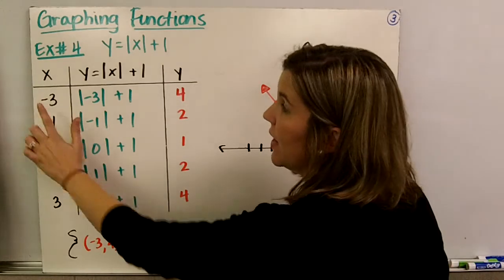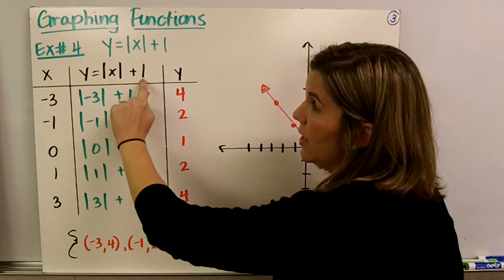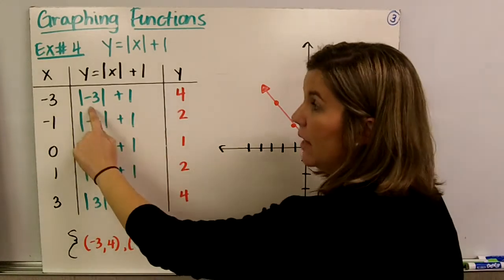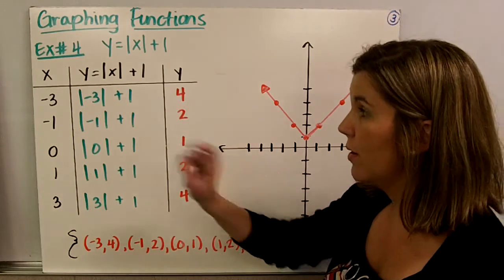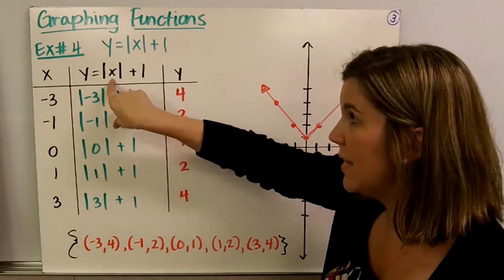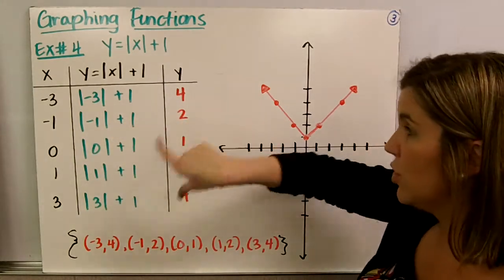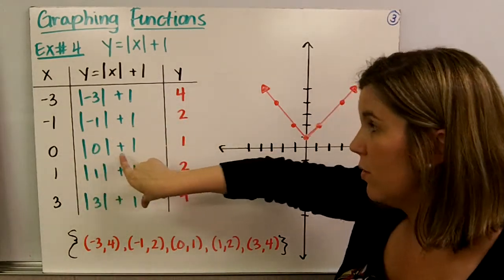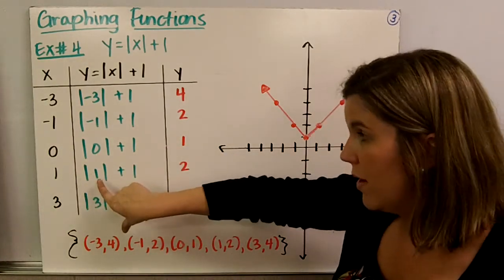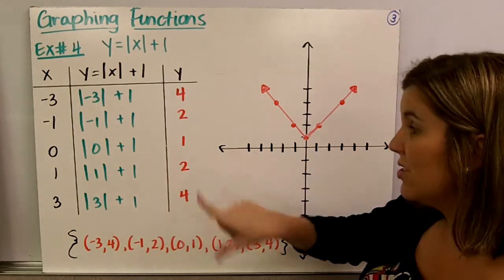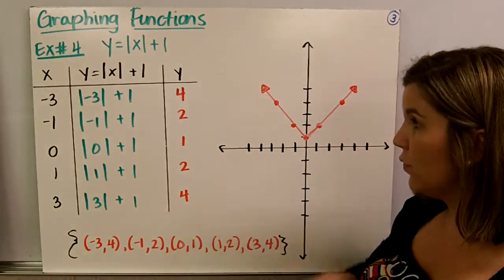So we take our x value, -3, and we plug it in where x was. So I've substituted -3 and plus 1 carries down. Absolute value of -3 is 3. 3 plus 1 is 4. Absolute value of -1. Take x out, plug in -1. Absolute value of -1 is 1. 1 plus 1 is 2. Absolute value of 0, 0 plus 1 is 1. Absolute value of 1 is 1, plus 1 is 2. Absolute value of 3 is 3, plus 1 is 4.